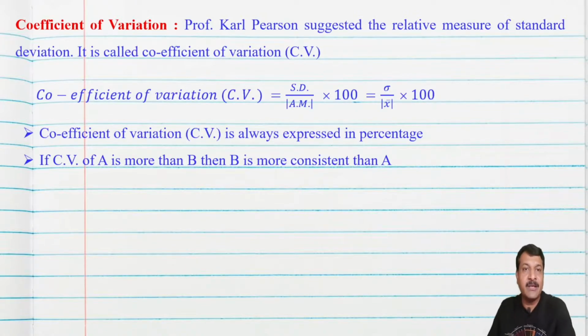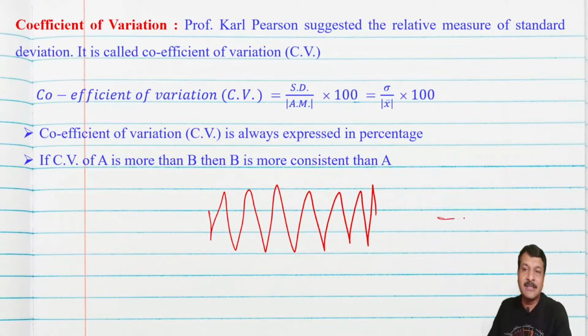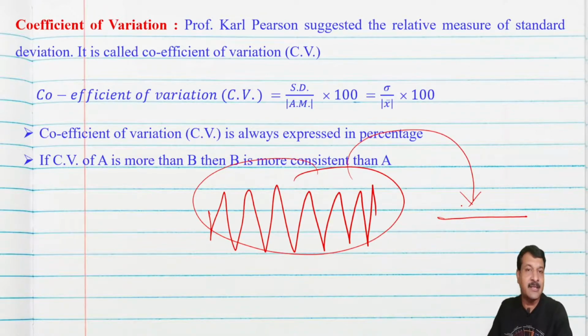So what is the meaning of variation? If the variations are more, then consistency is less. Whenever variations are there, consistency is less. If more variation, consistency is less.